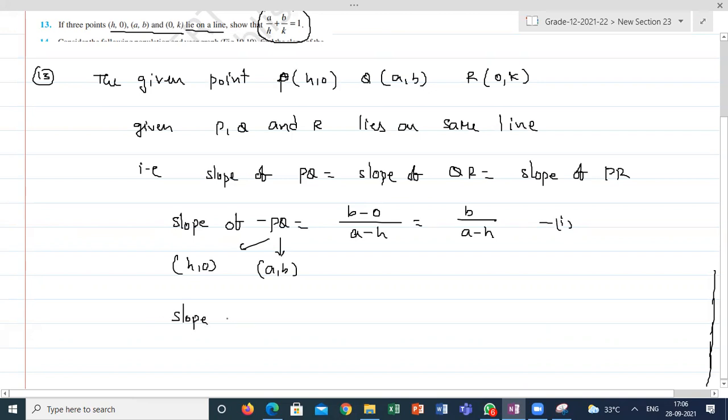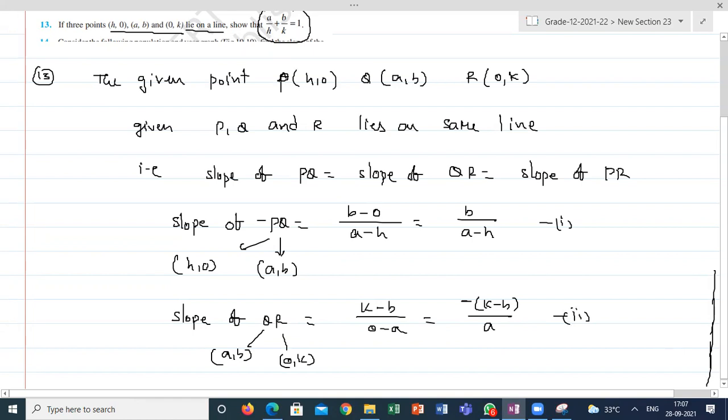Slope of QR. Even you can take PR and you can start. Where Q is (a, b) and R is (0, k). So from here, (k minus b) by (0 minus a). This will be minus of (k minus b) by a. This is my second equation.